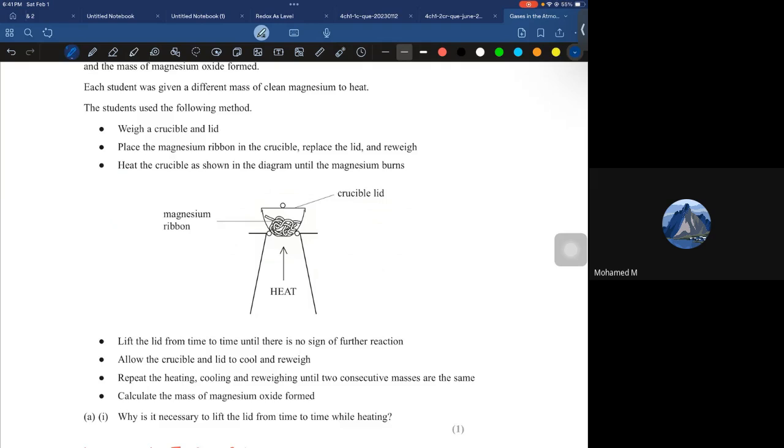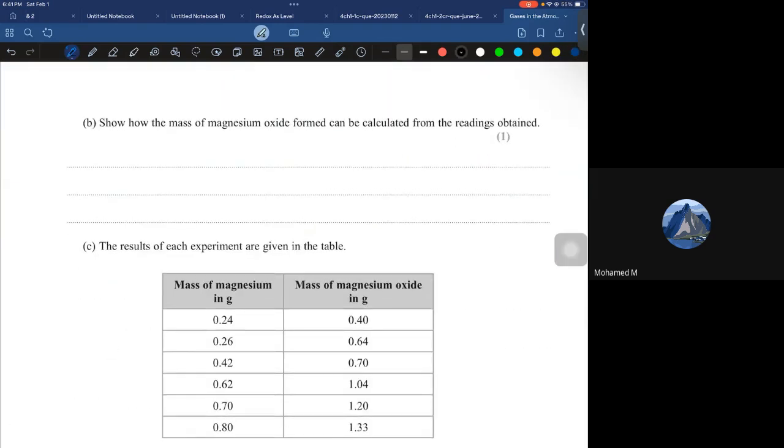To have the mass of this oxide means that you are supposed to subtract the mass of your crucible from the total mass of the crucible and the magnesium oxide. If you do this, you would have the mass of magnesium oxide. Total minus the mass of crucible would give you the mass of magnesium oxide, in simple terms. Are you getting this? Yeah.